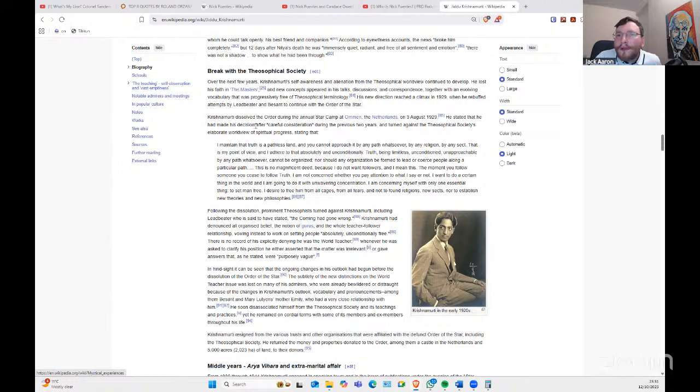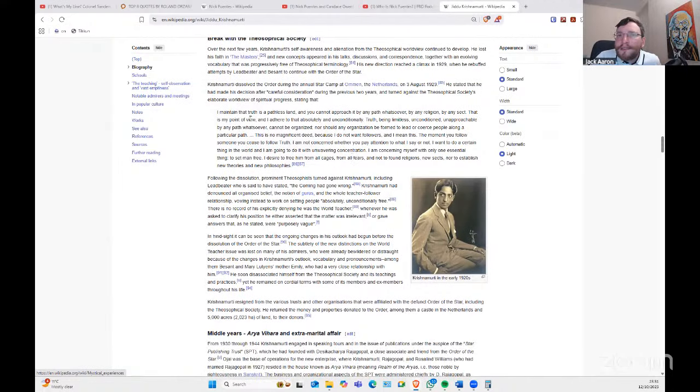So you dissolve the order. I've made a decision after careful consideration during the previous two years. Truth is a pathless land. You cannot approach it by any path whatsoever, by any religion, by any sect. That is my point of view, which I adhere to absolutely and unconditionally. Truth, being unconditioned, unapproachable by any path whatsoever, cannot be organized, nor should any organization be formed to lead or coerce people along a particular path.